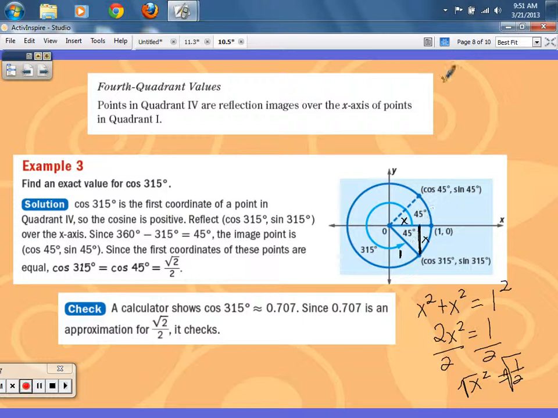That's the square root of 1 over the square root of 2. You cannot have a square root in the denominator of a fraction, so we're going to rationalize here. Multiply top and bottom by the square root of 2, and I get root 2 over 2. That's my value for x here, which is the cosine value, but it's also the value for y, so it's also the sine value at this point. So this point is root 2 over 2, root 2 over 2.